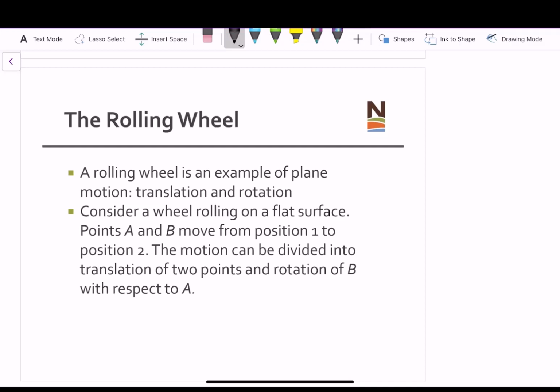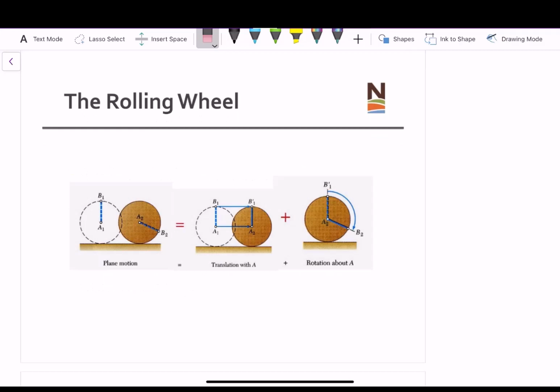In this video, we're going to take a look at a special case of planar motion, and that is the rolling wheel. The rolling wheel is a perfect example of plane motion. It has both translation and rotation. Let's consider a wheel rolling on a flat surface with points A and B. Both points move from position 1 to position 2, as we see here by their subscripts.